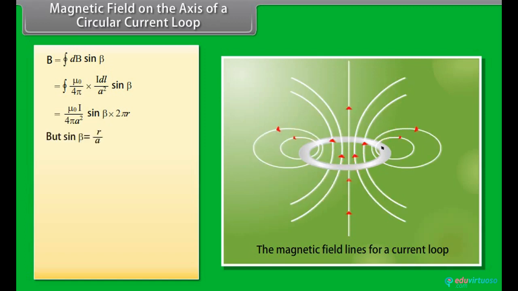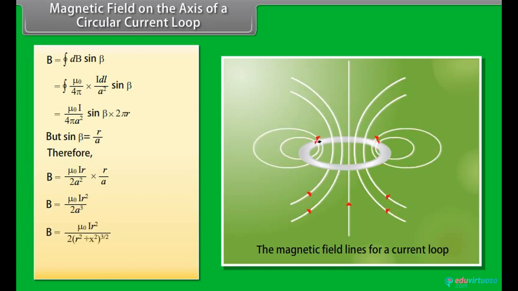But sine beta is equal to r upon A. Therefore, the total magnetic field at P is equal to mu naught I r square divided by 2A cube. We can also write this equation as mu naught I r square divided by 2 times (r square plus x square) within parentheses raised to the power 3 by 2. This magnetic field acts along the axis of the circular coil.